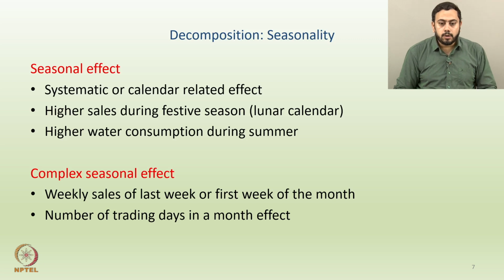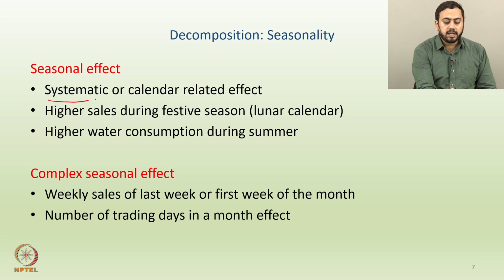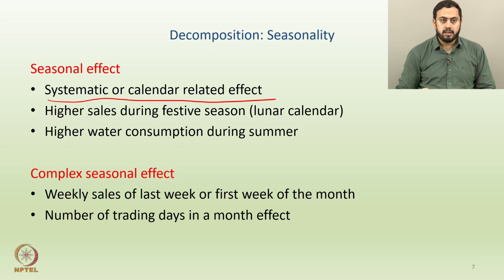Now, the second important component is seasonality, and here we will discuss several examples which pertain to the seasonal aspect of a time series. Seasonality could be described as any systematic or calendar related effect. We saw an example of temperature data. Temperature data is also calendar related. In summer months one sees higher temperatures and in winter months one sees lower temperatures, etc. But there could be many examples if you talk about seasonality.